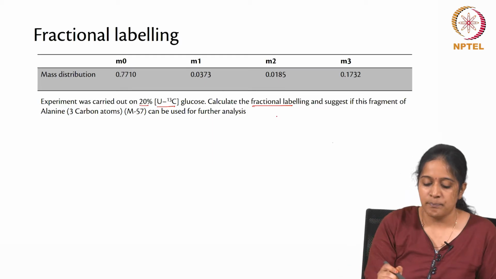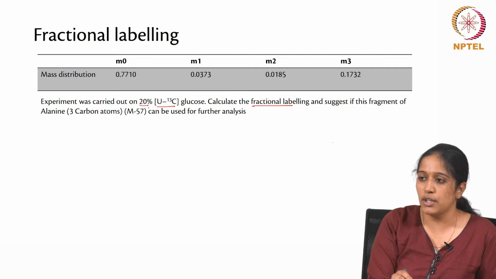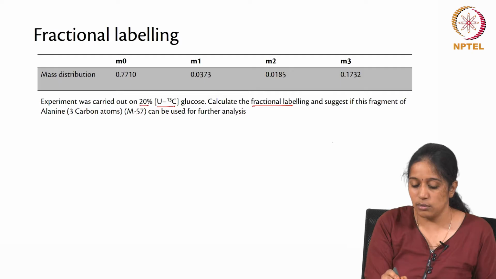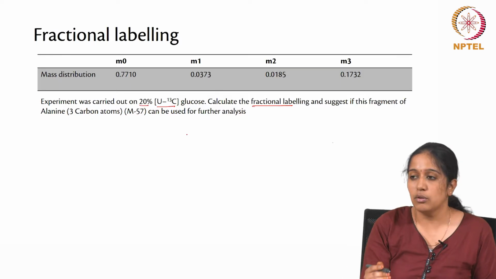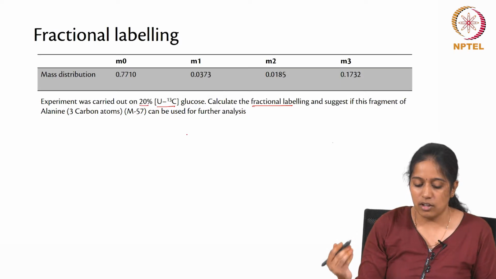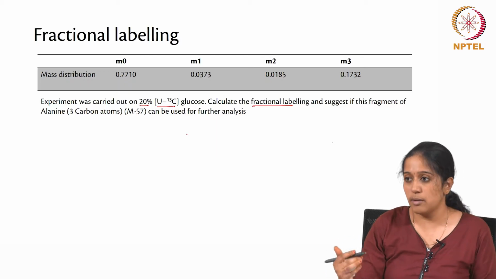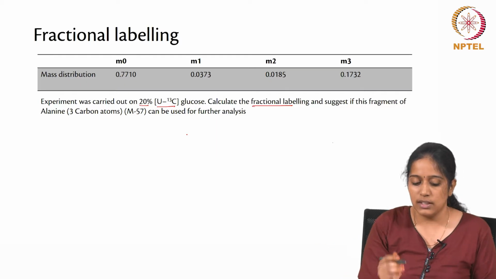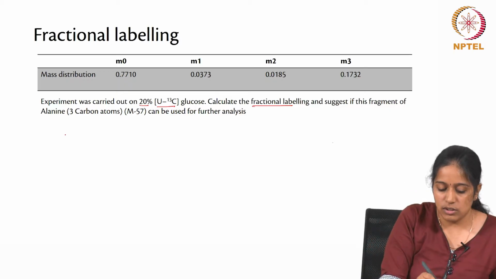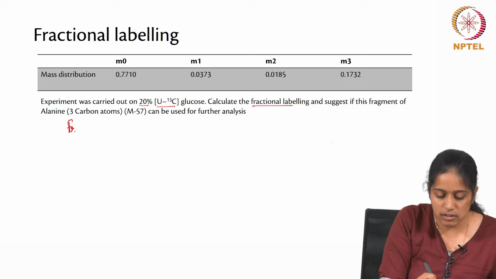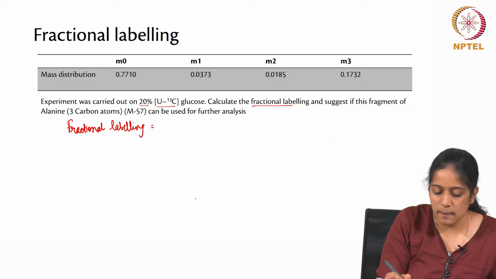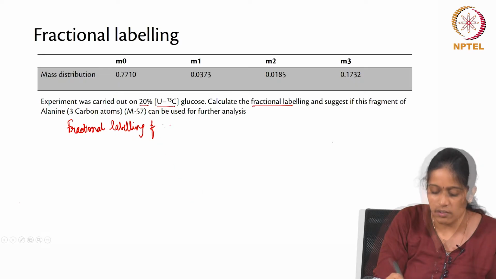By that I mean, if you get a fractional labeling from this fragment as 0.2, and you have used 20% U-C13 glucose as your substrate, then you could go ahead with confidence to use this fragment for your further analysis. So, in this case if you take a look, if I call fractional labeling as say small f.